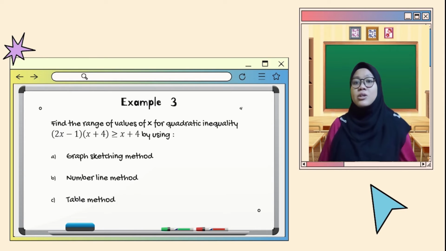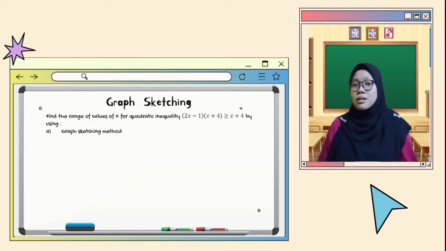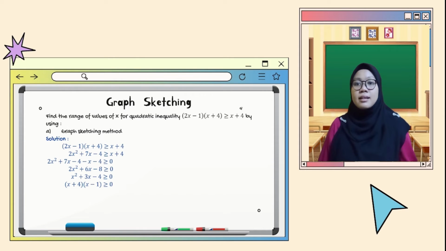Now, this will be the question. Now, let's look at the first method, the graph sketching method. To solve this question, first, take the equation and simplify until the right-hand side becomes 0 and the left-hand side is in its simplest form. In this question, after we simplify it, we get this equation.